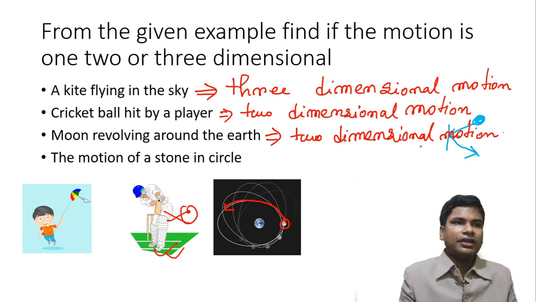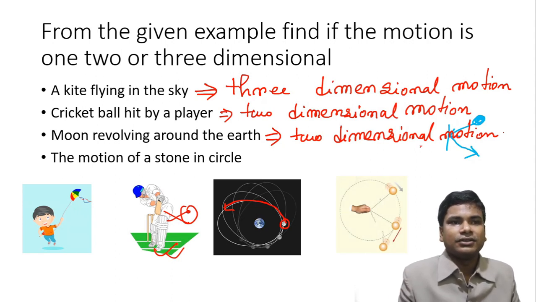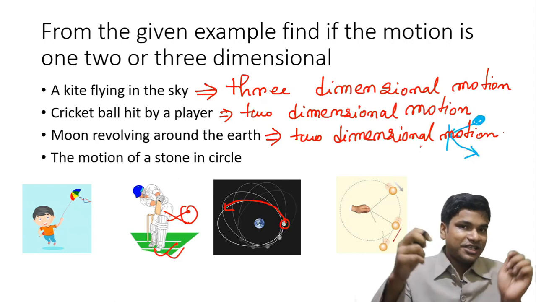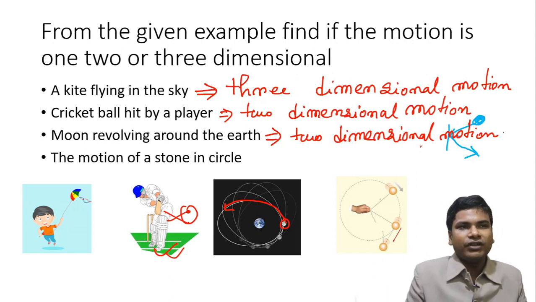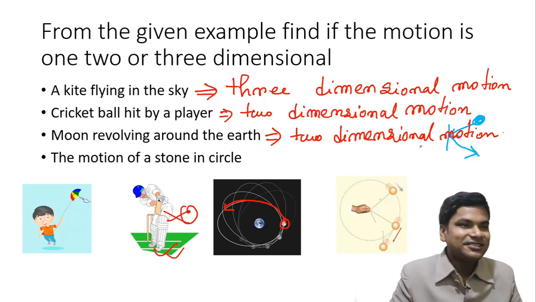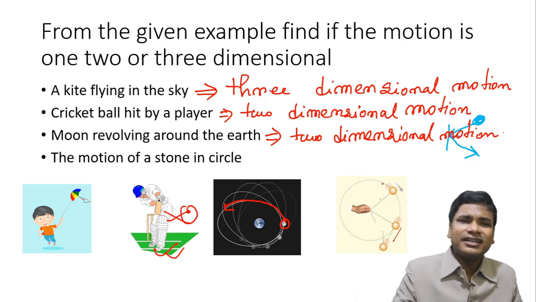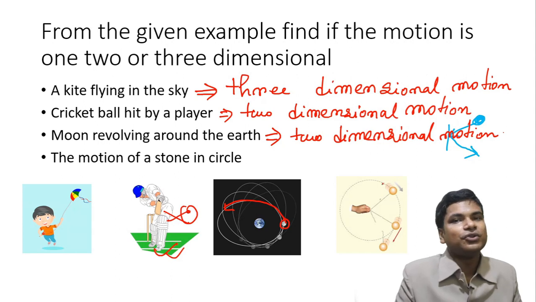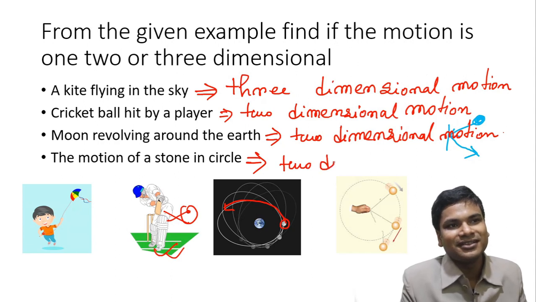Okay, now next example, the motion of a stone in a circular path. So suppose you have taken a stone and a thread and you are trying to rotate it in this way. So this kind of motion will be a two-dimensional motion, one-dimensional motion, or three-dimensional motion? Obviously the answer will be two-dimensional motion. Why? Because it is a circular path and a circle itself is a two-dimensional figure. So your answer will be two-dimensional motion.